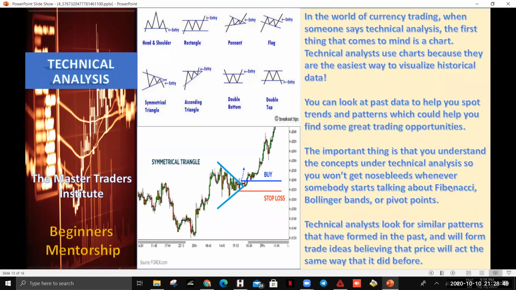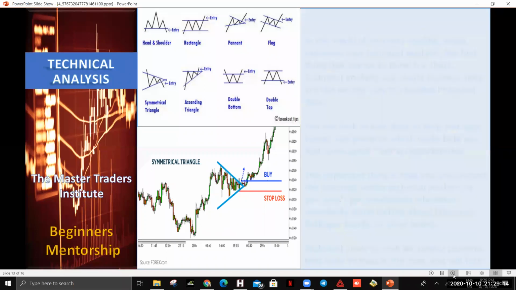As time goes on, you understand what Fibonacci is, what Bollinger Band is, what a pivot point is. These are all technical terminologies that we're using, and they're all indicators that help us to understand the technical analysis in the markets. So technical analysts look for similar patterns that have formed in the past and will form trade ideas, believing that price will act the same way it did before. That's what technical analysis is.